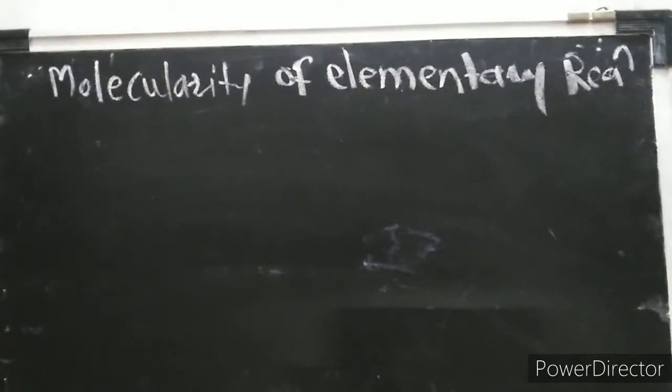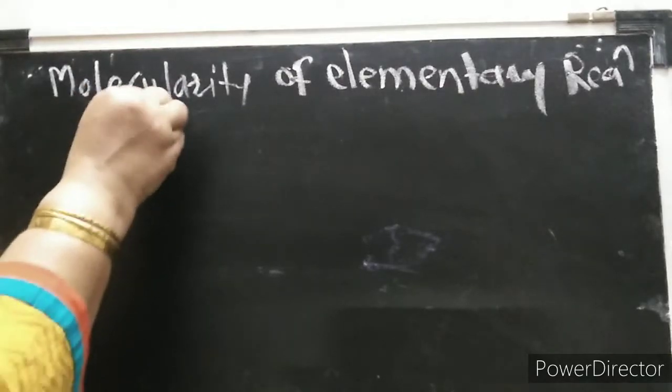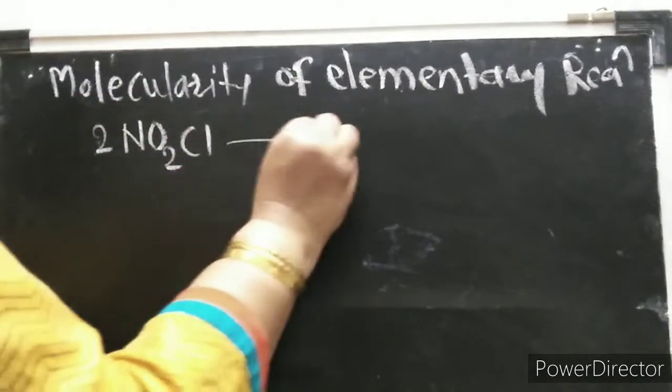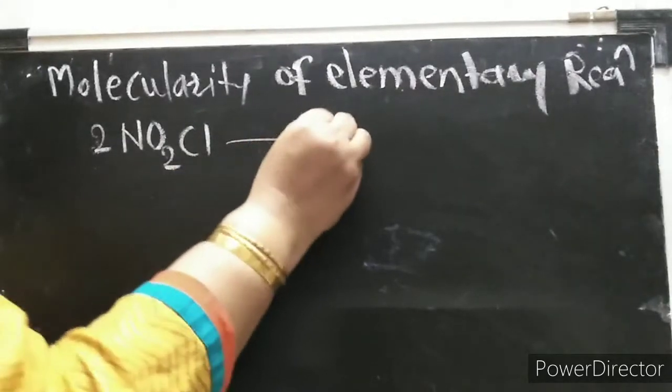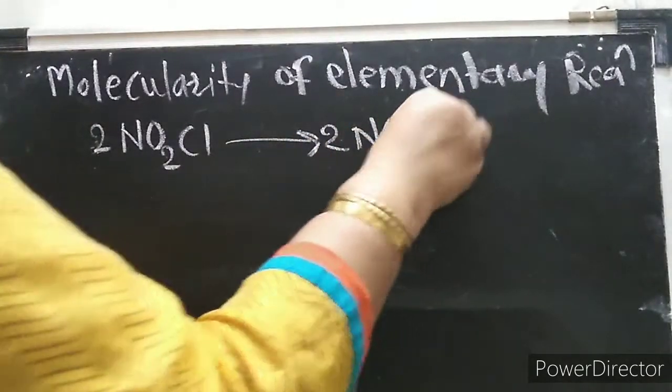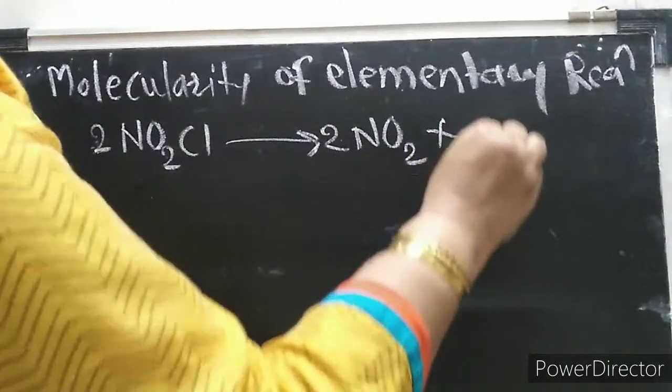Now the second one: some reactions, as I just explained, are complex reactions. What are complex reactions? Reactions which take place in several intermediate steps are called complex reactions. Example: let us consider 2NO2Cl. This reaction gives 2NO2 plus, what remains, Cl twice, that is Cl2.